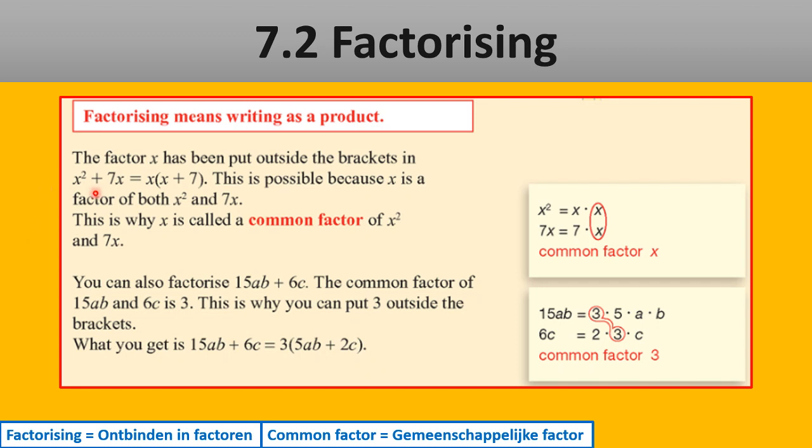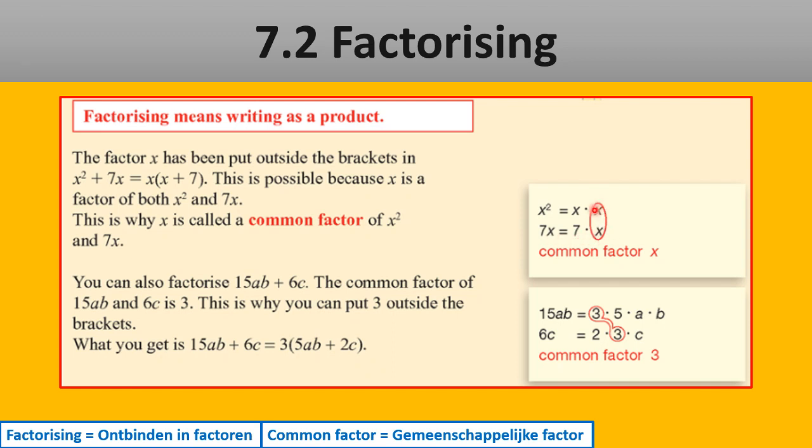How do you do this? Well, let's say you start with x squared plus 7x, this one right here. What you're going to do is you're going to search for the common factors of x squared and 7x. Let's take a look at the box right here. If I rewrite x squared as a product, I can write it as x times x. And 7x becomes 7 times x.